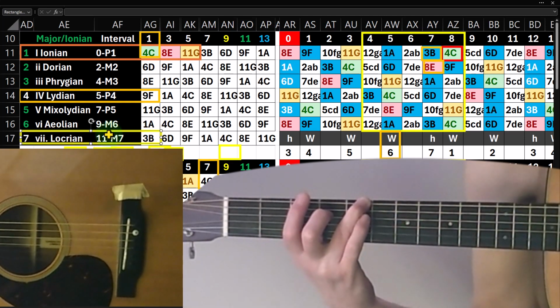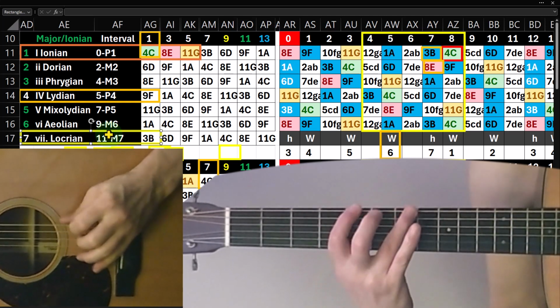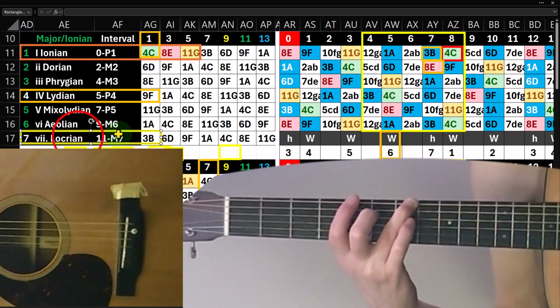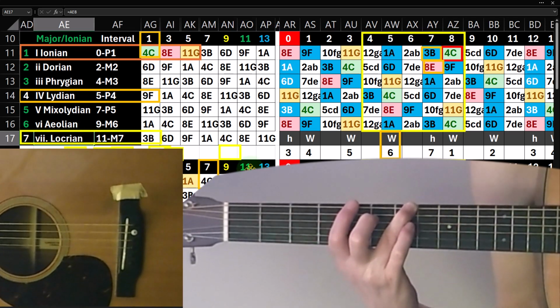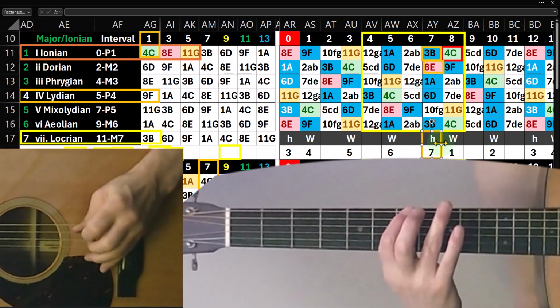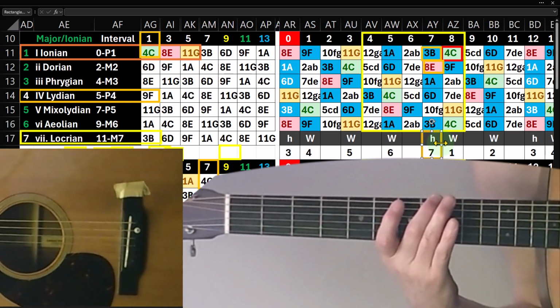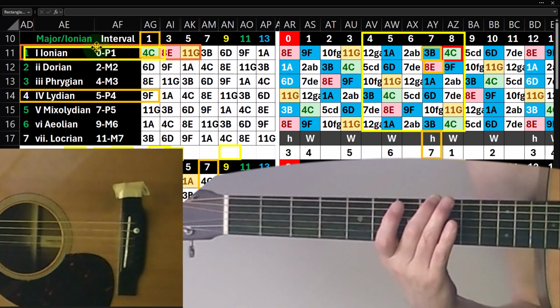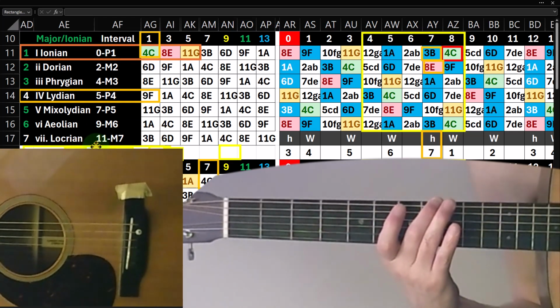And that's going to be then B, or the A, which is an Aeolian, to the B, which is the Locrian. And then the 7 back home is going to be a half step. 7 to 1 or 8 is going to be a half step, which brings us around the circle back to the Ionian or the major scale.